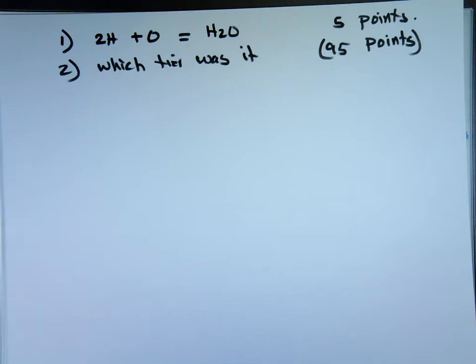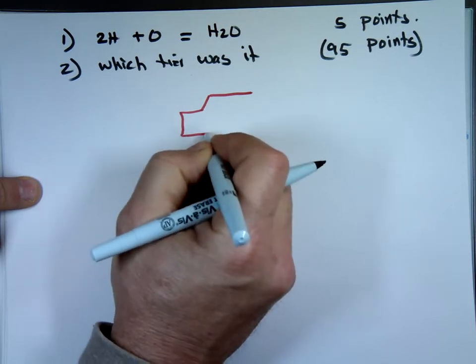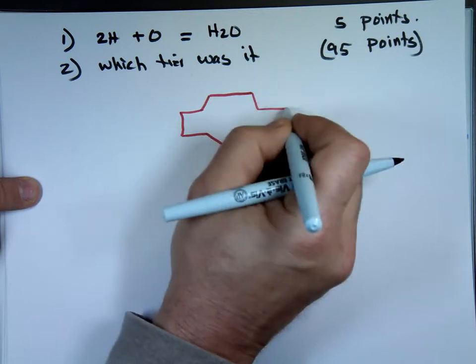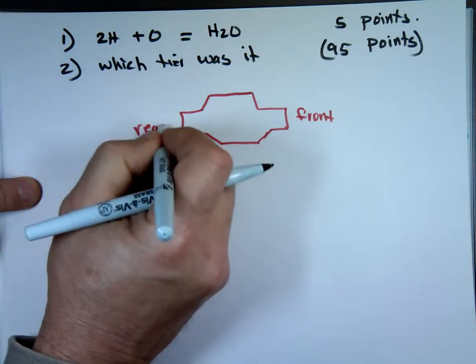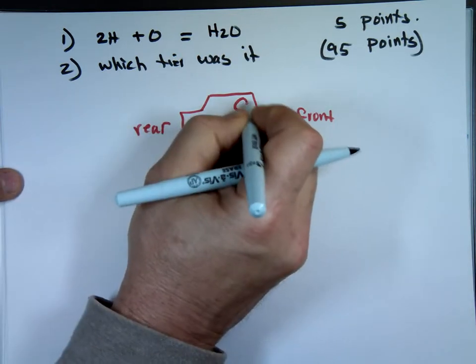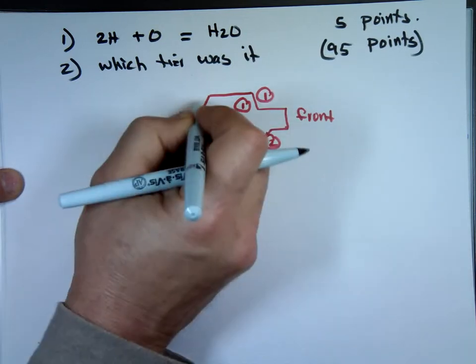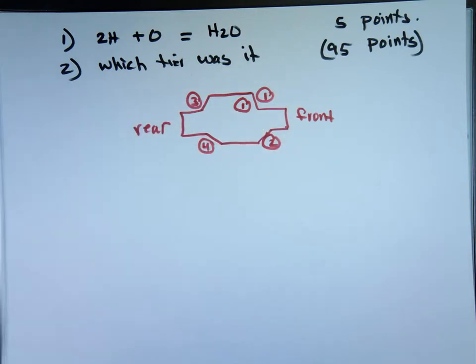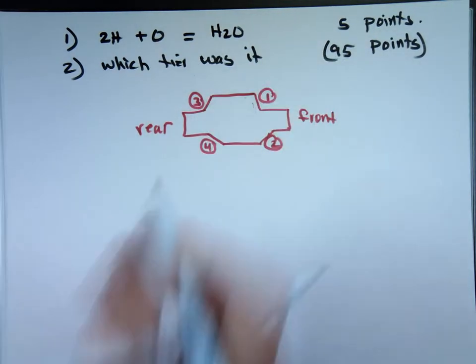Knowing that teacher is clever, he or she probably drew a picture for them just to make sure you can't say, I don't know what you meant by which tire. So there's no guessing there. Looking at the picture of the car from the top, maybe it drew something like this. This is the front of the car, this is the rear. This is tire number 1, the driver, this is tire number 2, this is tire number 3, this is tire number 4. From the top, probably put a driver here, passenger there.